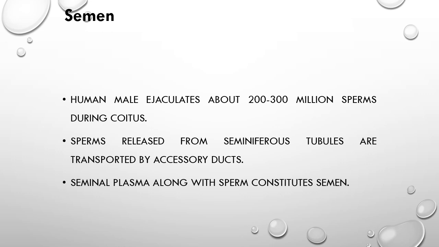So what is the composition of semen? I think you remember, semen is basically made up of fructose, which provides energy for the sperm. It contains prostaglandins, which help in movement of the sperm towards the egg, and semen also contains citric acid, which acts as a sperm nutrient.